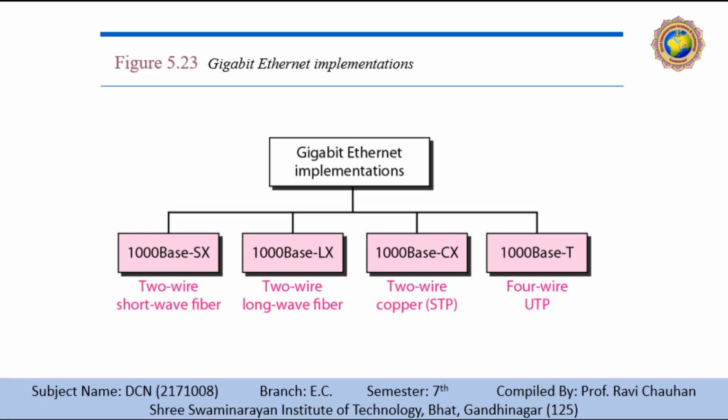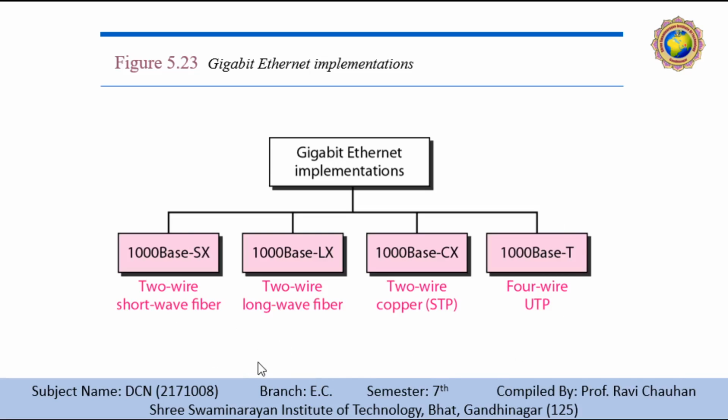In another implementation, gigabit Ethernet can be categorized as either a 2-wire or a 4-wire implementation. The 2-wire implementation uses a fiber cable, 1000Base-SX short wave or 1000Base-LX long wave, or STP, 1000Base-CX. The 4-wire version uses the category 5 twisted pair cable, just like 1000Base-T. In other words, we have 4 implementations as shown in our figure.